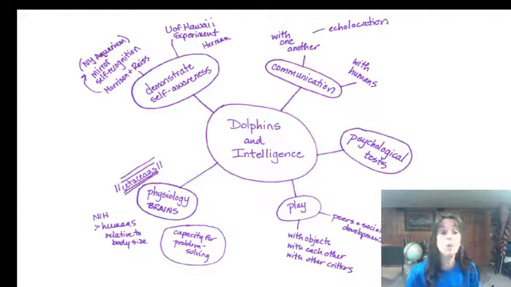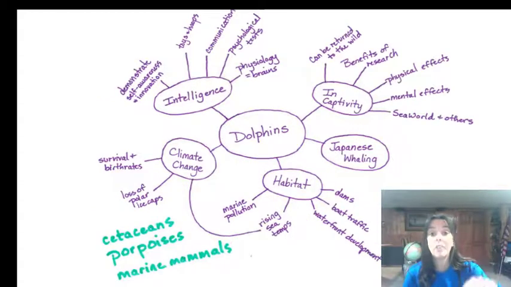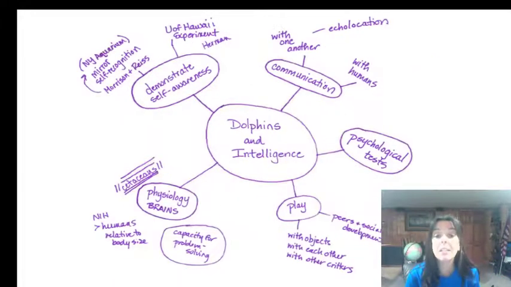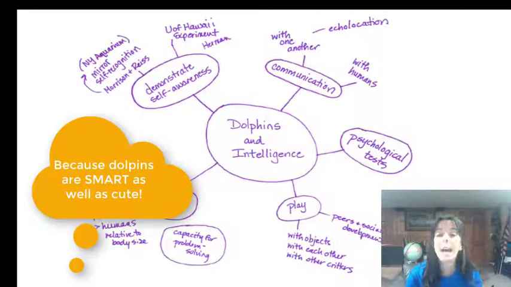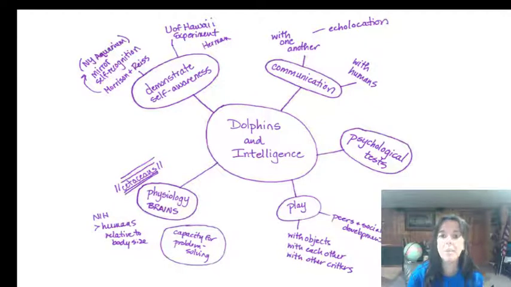So now, if you notice, here's my old one. I had dolphins and intelligence like over here. Dolphins was my main idea, but in my new mind map, look at this. I've got all about intelligence, self-awareness, which is huge. Oh my gosh, if dolphins look in the mirror, they know it's them. Communication, we all know they're great communicators. The psychological tests involved, you can see I've got to do a little more research there. Dolphins in play, the physiology of their brains. There's so much to write about when I stick to my angle.